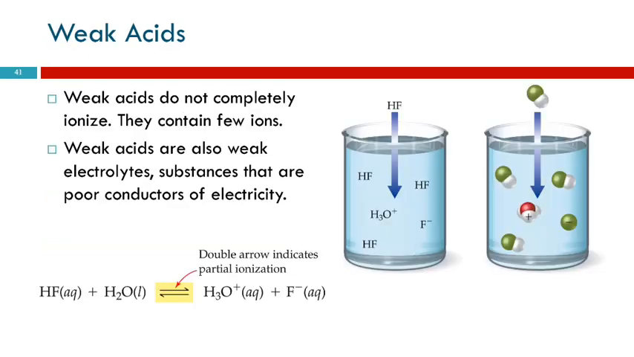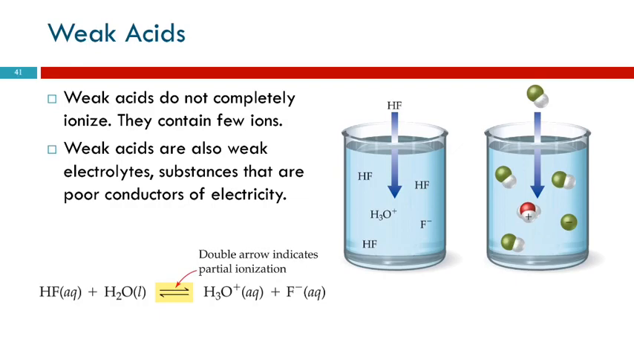A weak acid does not ionize completely. So HF is an example of a weak acid. You put this in water, and a lot of it stays as an intact molecule. Only a little bit will actually ionize. So we look at the pictures here. We've got these molecules floating around. There's 3 molecules, and only the 4th molecule ionized. So it didn't ionize completely.